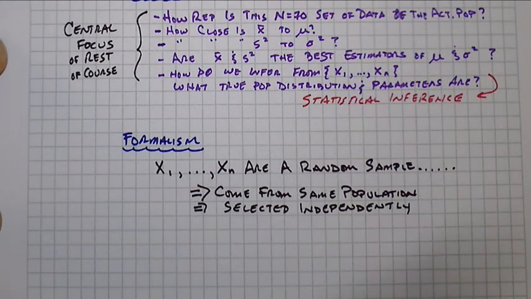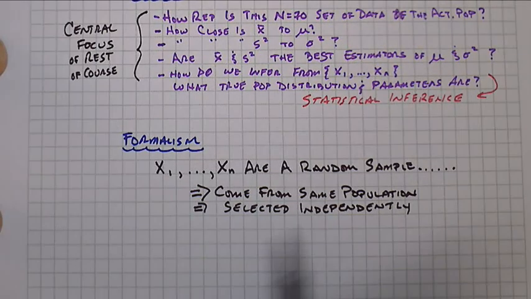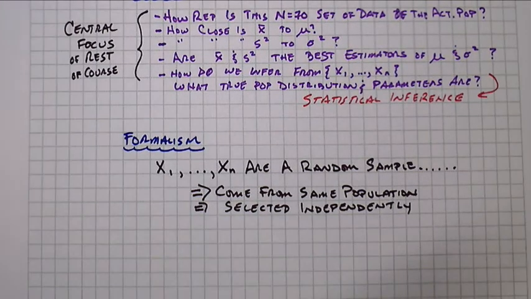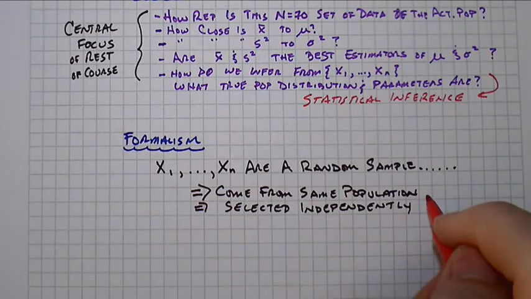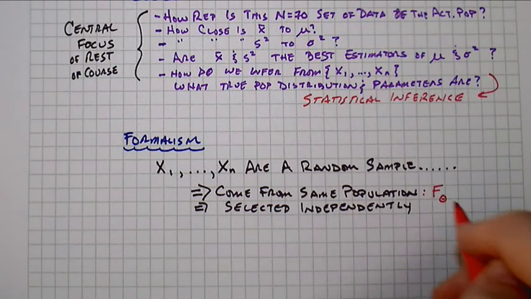Okay, so x1 to xn are random samples. They come from the same population. They're selected independently. They have independence between their selection. And when we say that they come from the same population, what we're really saying is that they come from the same probability distribution with some set of parameters.